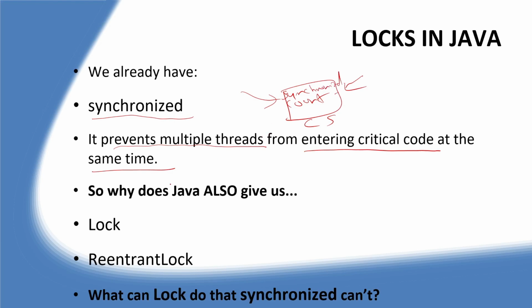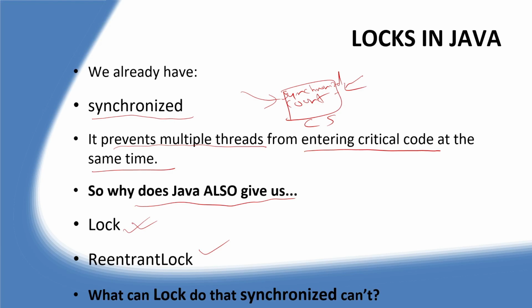Okay. But why does Java also give us lock and ReentrantLock features for resolving this concurrency? A thread acquires a monitor lock, enters the critical section, and other threads using the same lock must wait. So if synchronized already gives us locking, why does Java provide an entirely separate lock API? Why would we write lock and unlock manually when synchronized already manages locking automatically?